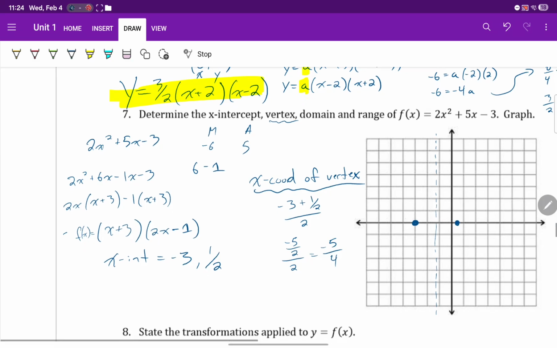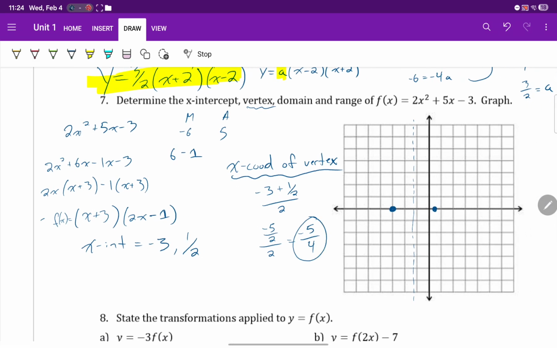Okay? Oh my gosh. If I want to find the exact y value of the vertex, what I'm going to do is take negative 5/4 and sub that into my original function to find the y coordinate of the vertex. So I'm going to sub in f of negative 5 over 4. And when I do that, I get 2 bracket negative 5 over 4 squared plus 5 bracket negative 5 over 4 minus 3.